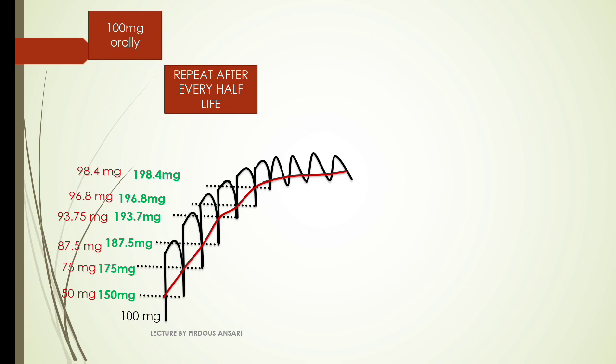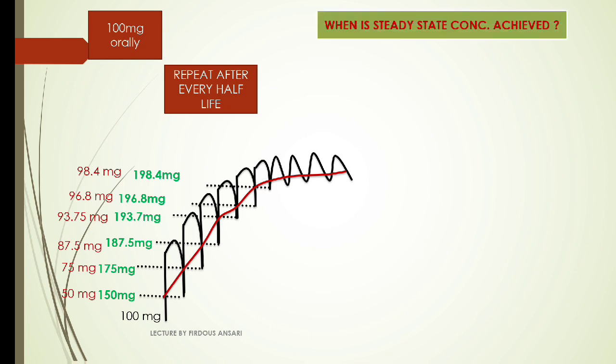Now a few questions will be occurring in your mind, like when is the steady state concentration achieved? Now you can see at the first half life the dose of the drug given was 50 mg. At the second half life the drug was around 75 mg. Third half life 87.5 mg. Fourth half life 93.75 mg. Fifth half life 96.8 mg.